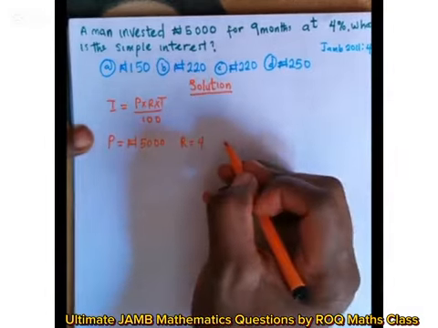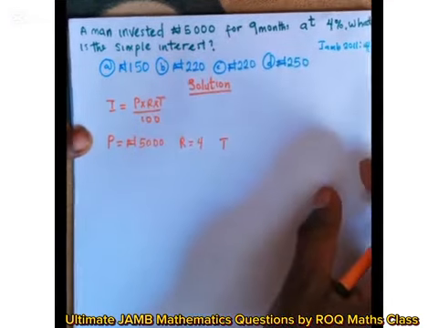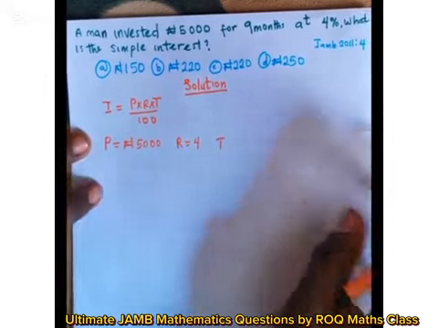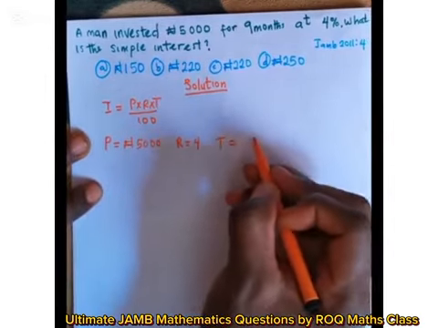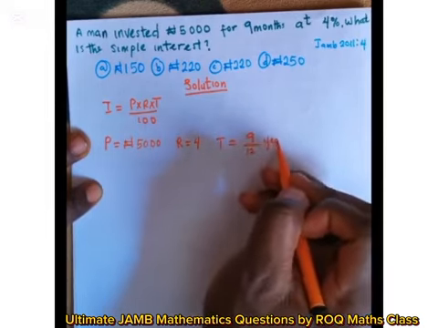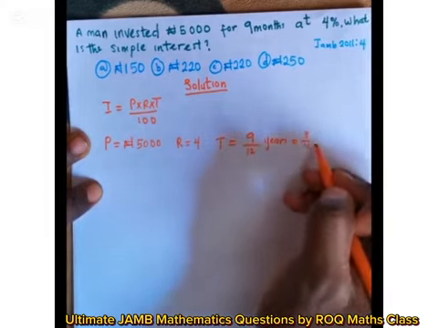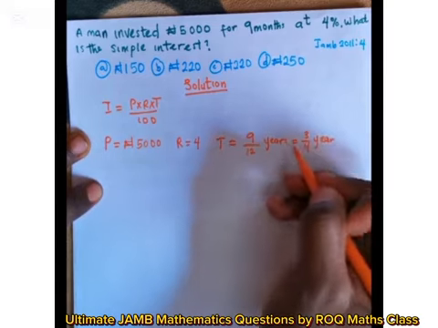4%. And time, this time is given in what? Months. So we have to convert it back to what? Year. And this will give us 9 over 12 years, which is same thing as 3 over 4 year.